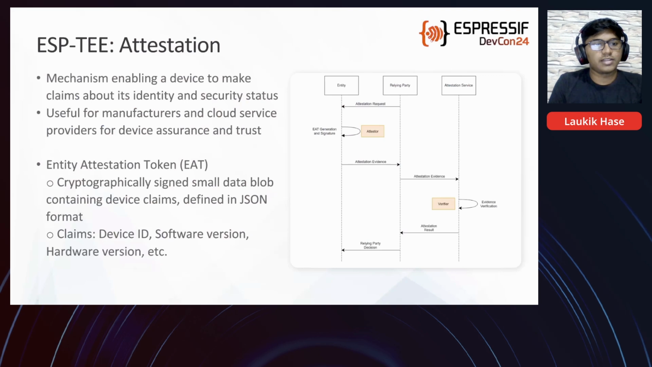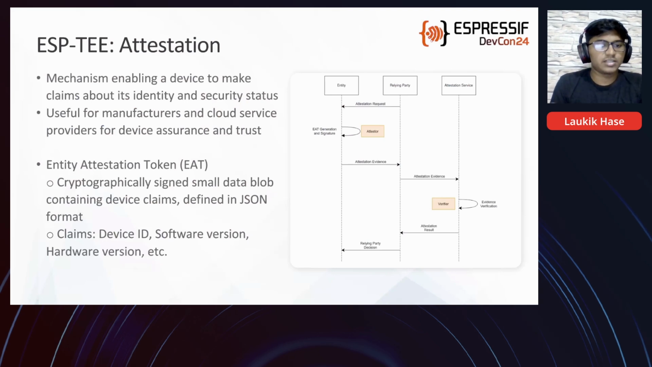So now moving on to the next service, which is attestation. Attestation is a process used by a device in the field to communicate evidence of its credentials and operational state to a remote relying party such as manufacturers and cloud service providers. The information that is collected is structured into a token called the entity attestation token, which is a cryptographically signed small data blob containing device information or claims defined in the JSON format. Some examples of device claims would be the device ID, which is the MAC address, or the software version. In our case, it would be the ESP-IDF version with which the application was compiled, or the hardware version, that is the chip revision or the ECO version.